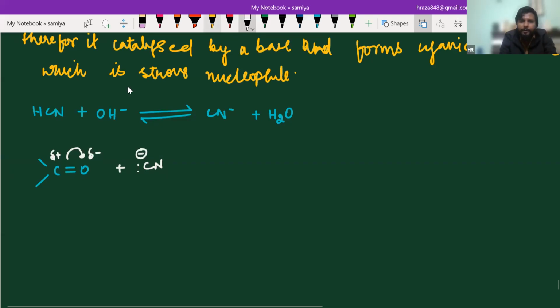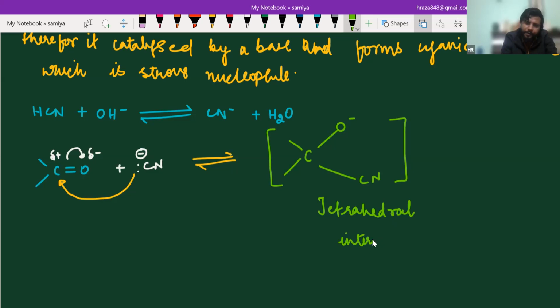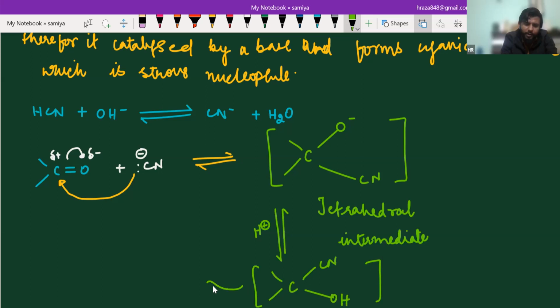So basically what will happen here? There will be an electrophilic center at carbon, so this will directly attack the carbon. Now one of the bonds of the carbon-oxygen double bond is broken. Now this is O negative and this is your CN. And this is known as tetrahedral intermediate. And after this, we are going to react with this H plus, and it will be converted into CN, and this is your OH, and the other bonds are as they are, and this compound is known as cyanohydrin.